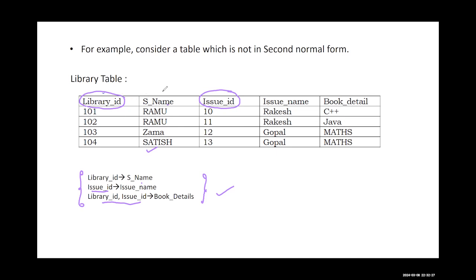S name, that is your student name, is dependent on the library ID, which I can independently determine without the help of issue ID. Though issue ID and library ID are concatenated, they are the primary key together, and I can determine the issue name just with the help of issue ID. Again, library ID is not required. Alone it is determining whatever it is requiring. But book detail is totally dependent on both the primary keys, that is, on library ID as well as issue ID.